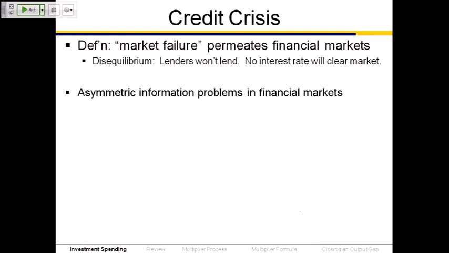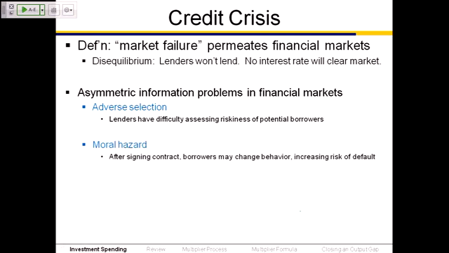So you've talked about asymmetric information. You know about adverse selection, when the lenders are faced with a pool of potential borrowers that is an adverse or bad selection of the population, and they have difficulty figuring out who is a good and a bad borrower. Asymmetric problems in financial markets also are characterized by moral hazard. So moral hazard, when after the contract is signed, the behavior can change, increasing the risk of default.